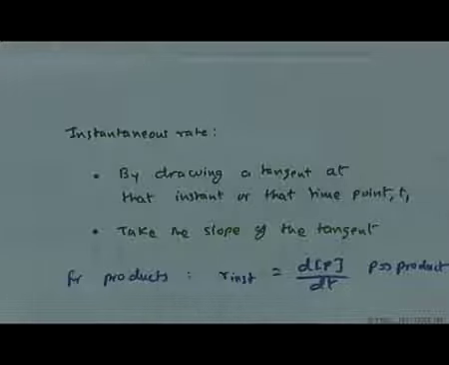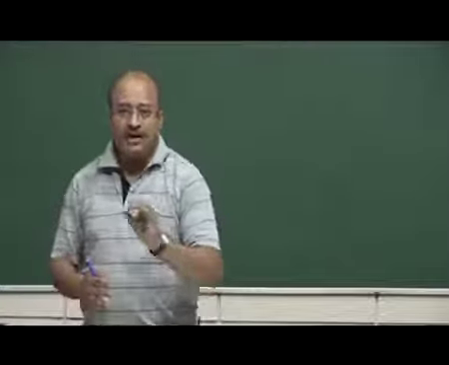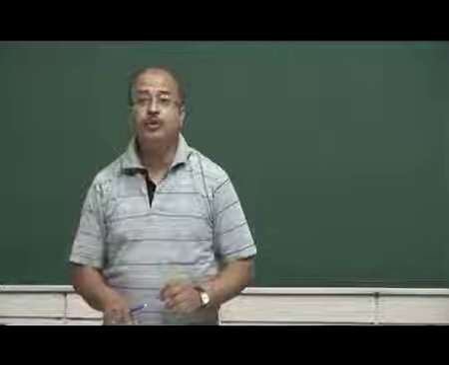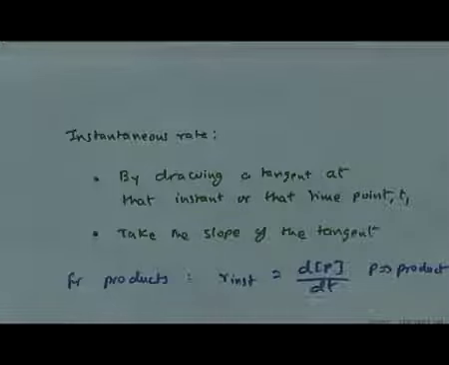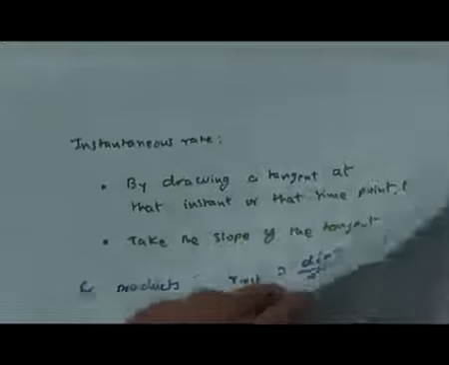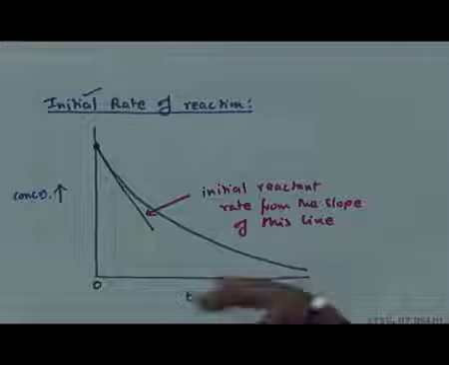So, for products, what would happen? Exactly the same thing, only the products appear as a function of time. So the instantaneous rate is equal to dP over dT, P being the product, preceded by a positive sign because the product is appearing as a function of time. Then we moved on to the initial rate of the reaction.